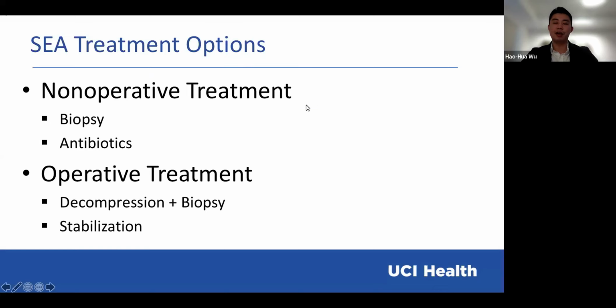If patients fail non-operative treatment, and this is what we're going to focus our lecture on, surgery then is indicated, and what exactly are the indications for surgery. Surgery options include decompression and biopsy, stabilization, or both decompression and stabilization for patients who need it.